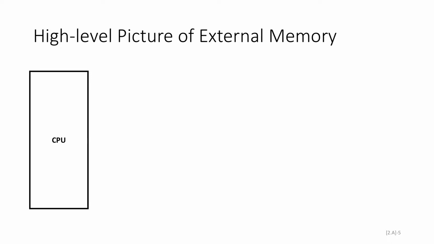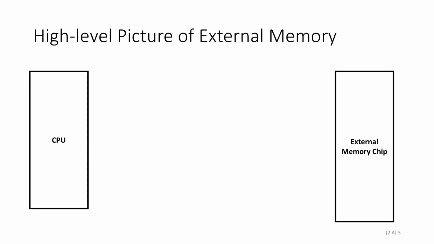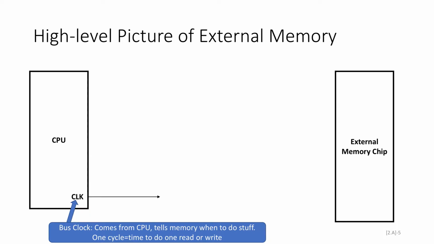So let's begin with a high-level picture of what it looks like to hook a CPU up to an external memory chip. You start off with your CPU system and your external memory chip system. CPUs are completely driven by a clock. This is a bus clock, which means that all the transactions that take place between the CPU and the external memory are going to be based on this clock. It comes from the CPU, generated from somewhere on your microcontroller, and it's going to dictate when the memory should do the stuff the memory needs to do.